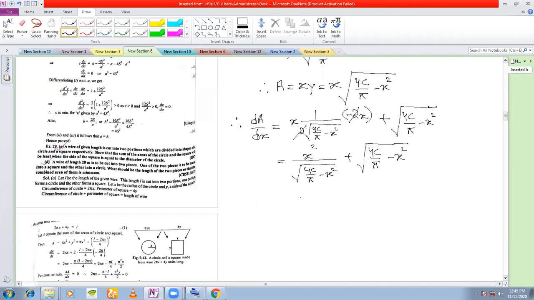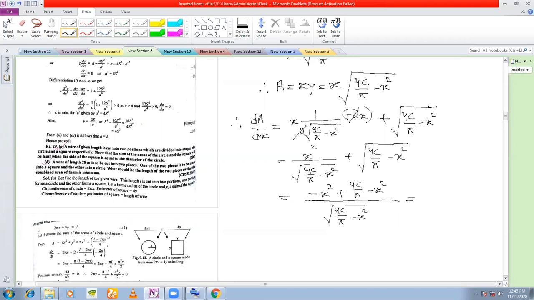Now what would we like to do? We would like to take the LCM. LCM is root 4c/pi minus x square. So what will you get? x square plus 4c/pi minus x square. So what is happening here? This is minus x square. This is minus because there is a minus sign here.